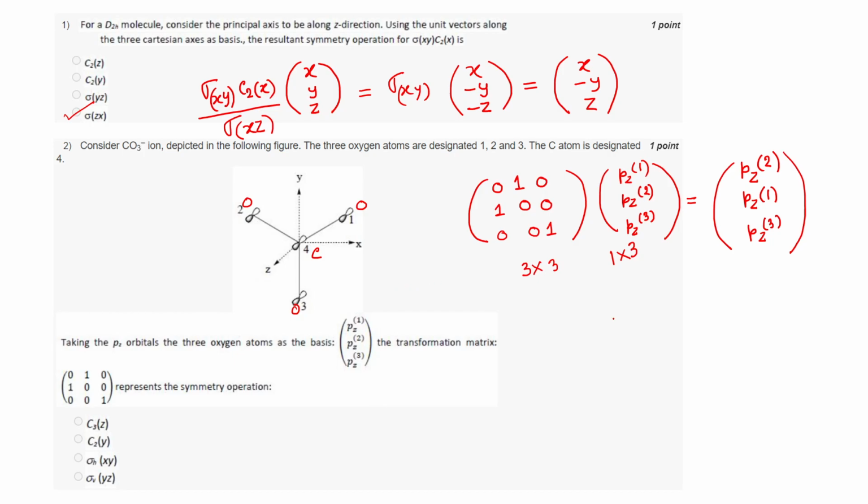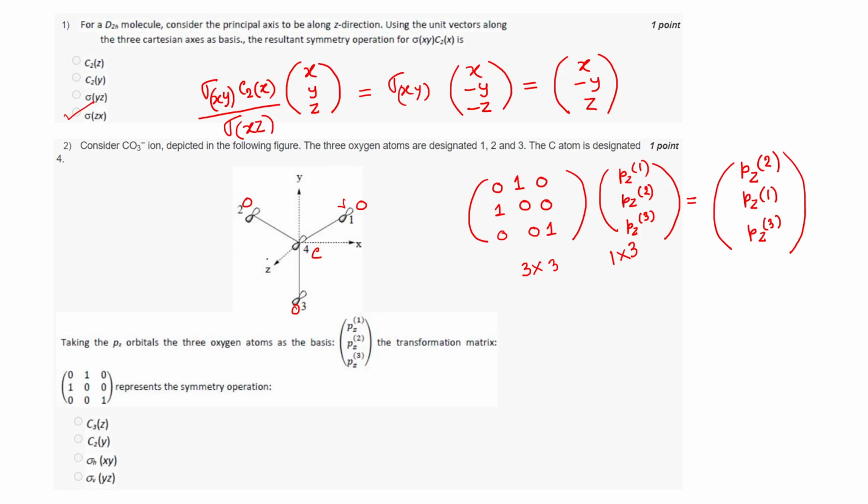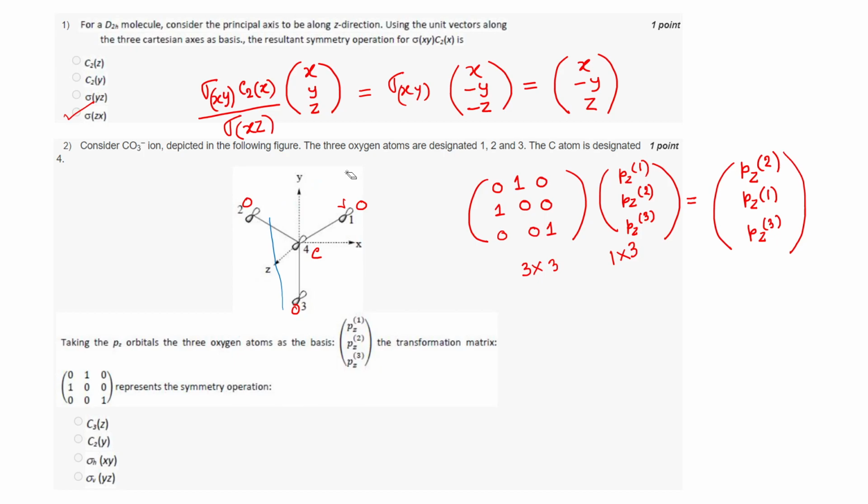which actually means your 2 has gone to 1 and 1 has gone to 2, but 3 remains unchanged, which actually means that it is a plane along YZ. So that is why it is along, so I should not draw it like that. It is actually misleading. I will draw it like this.